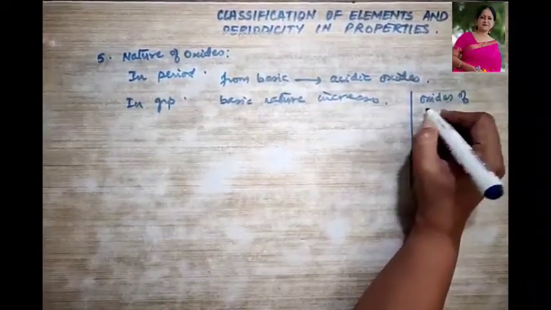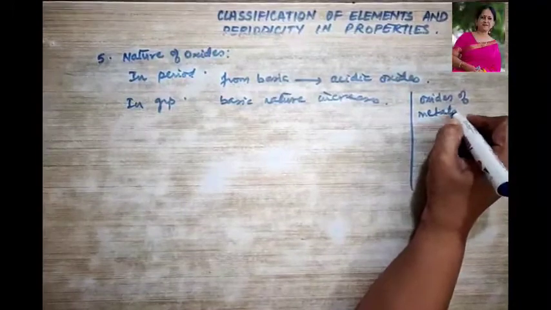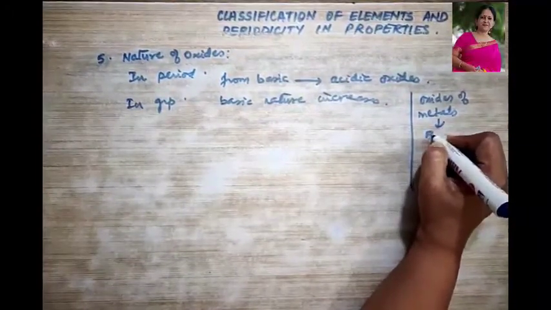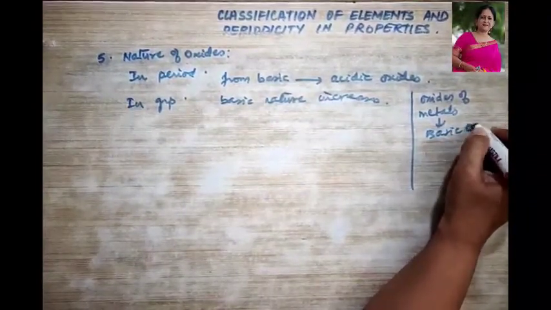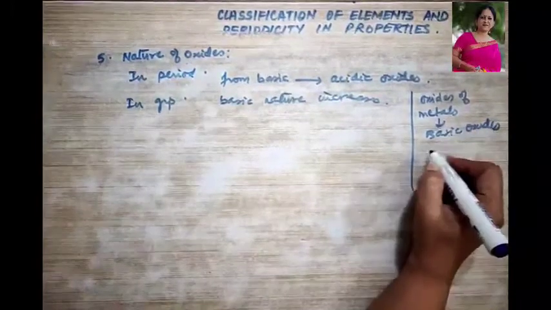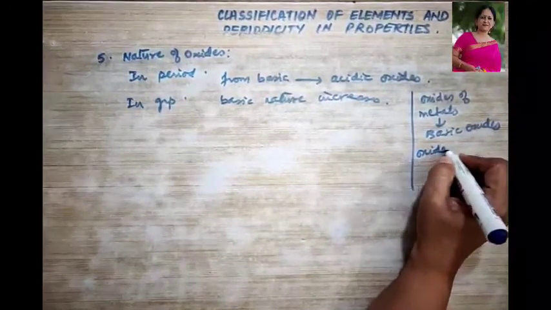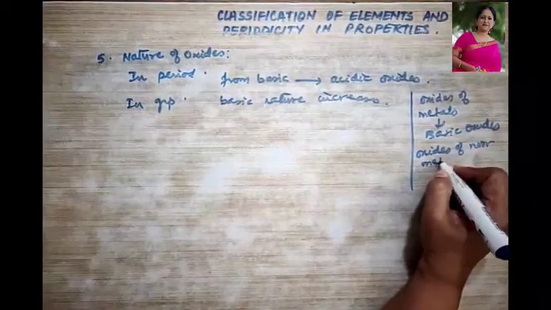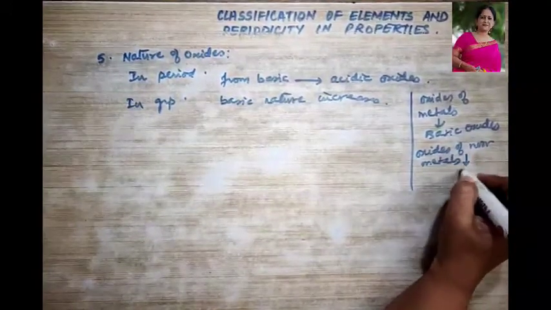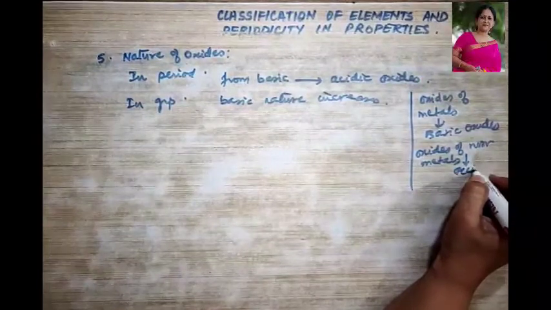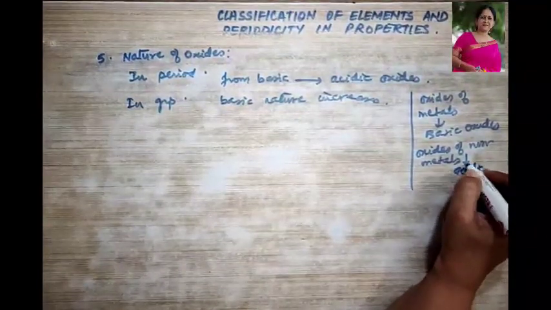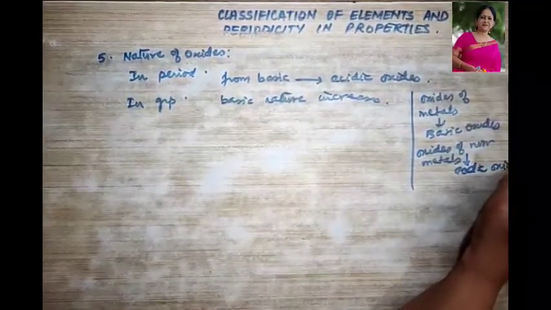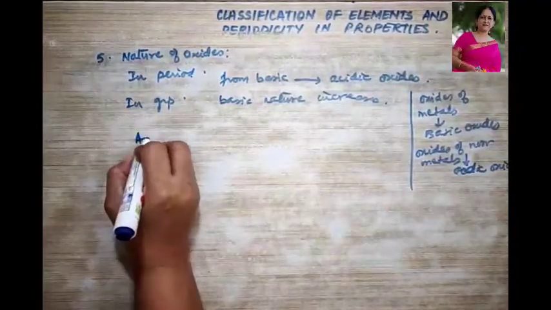Oxides of metals, what are they termed as? They are basic oxides. Okay, basic oxides. And oxides of non-metals, what are they? They are acidic oxides.